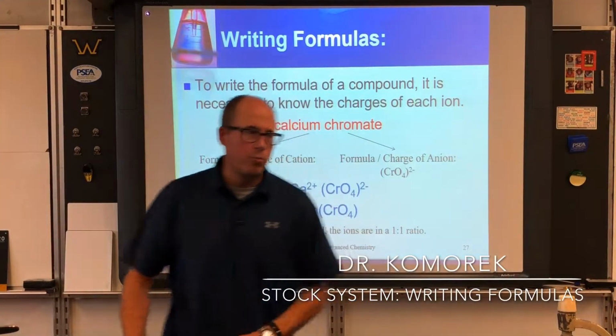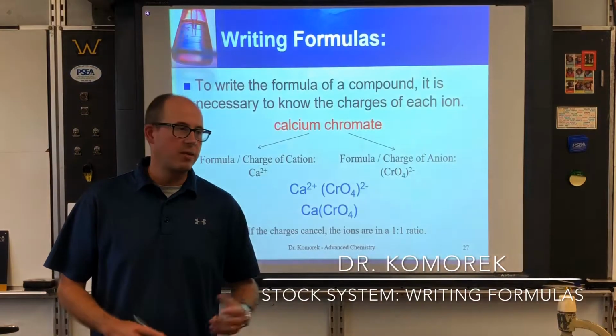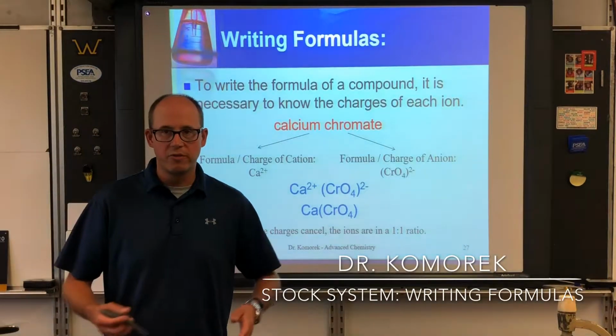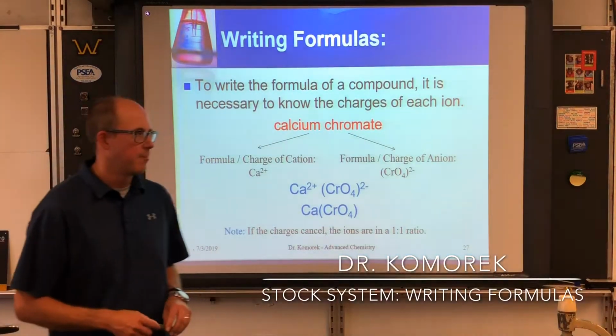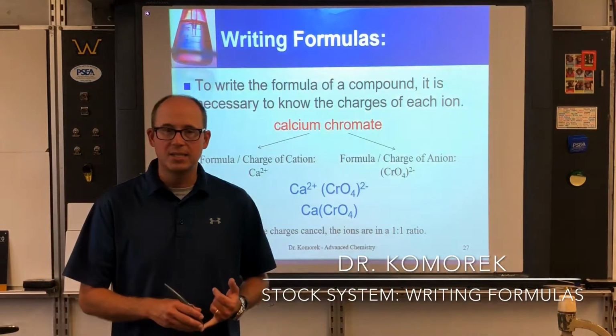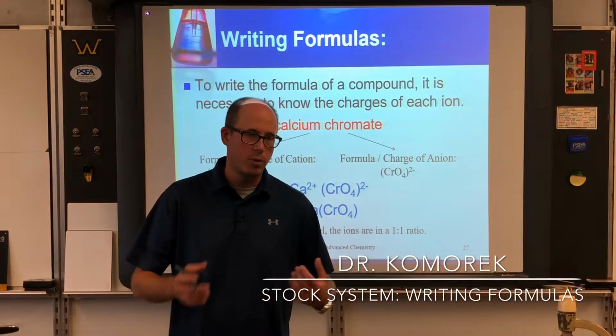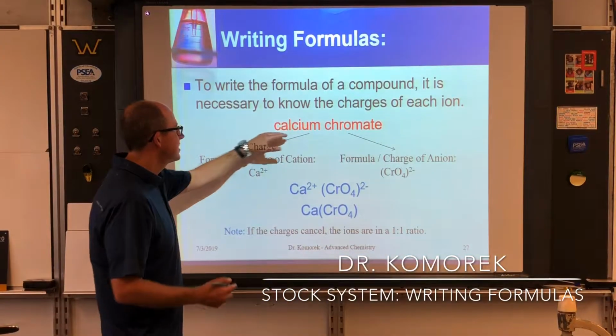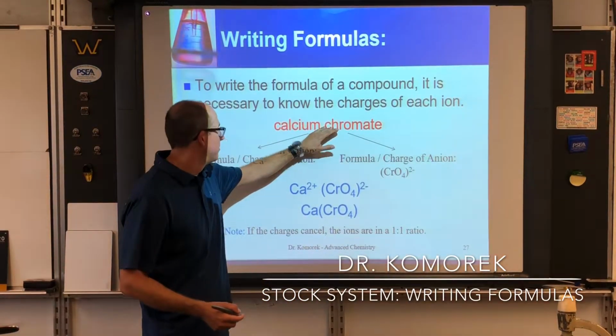In the last segment, we named ionic compounds when given their formula. In this segment, we'll do the reverse. We'll write out the formulas given their name. It's very important to know both the symbols and charges of all your common monatomic ions and polyatomic ions when we're writing these out. Our first example is calcium chromate.